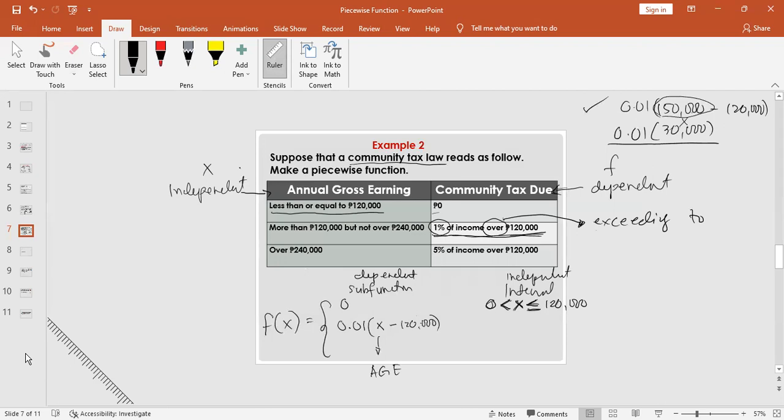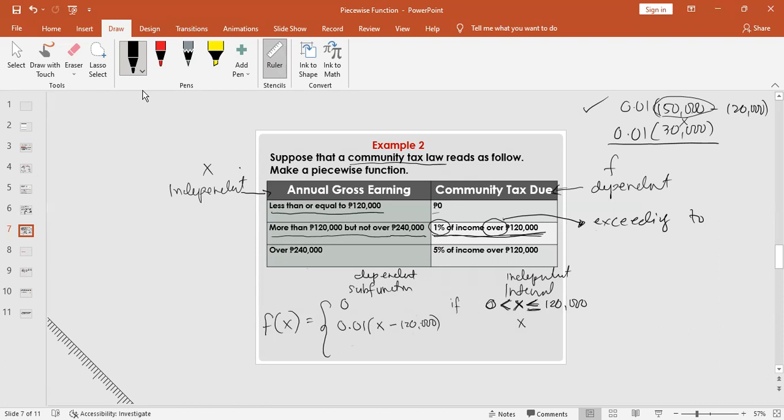Yan yung babawasan natin ng 120 para yung natira, yan lang kukunan ng 1%. Okay, siguro naman naiintindihan. Okay, that's our second subfunction. So what will be our second interval? So we will again write x is what? We have there more than 120,000 pesos but not over 240,000 pesos. So mas mataas kaysa sa 120,000 pesos pero hindi tataas sa 240,000 pesos.